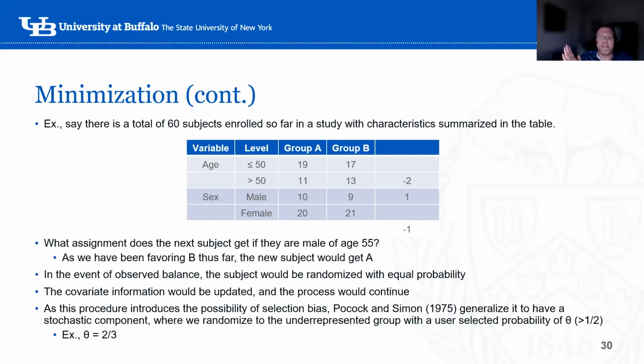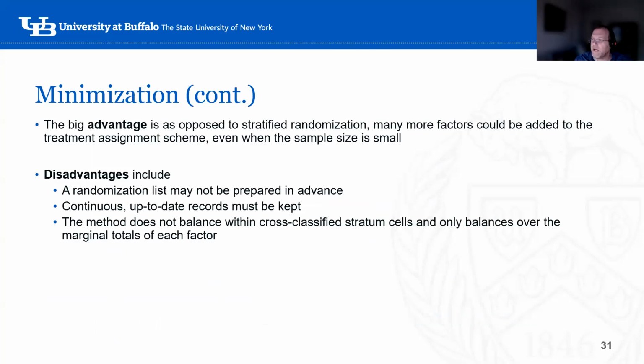Well, instead of being deterministic, I can be stochastic. Instead of assigning them to A, I'm going to allocate them to A with just a higher probability. So it's not guaranteed they're going to get A, but they're going to get A with a probability of, say, 2/3 or 3/4. That's known as a Simon-Pocock procedure, which is a tweak of what we saw. The advantage here is I can accommodate many more stratification factors than I could with traditional stratified randomization. And this works really well if I don't have a big sample size.